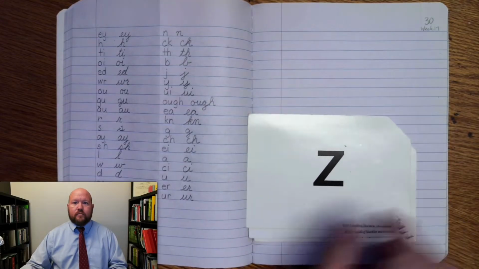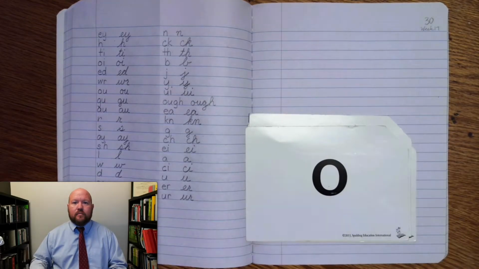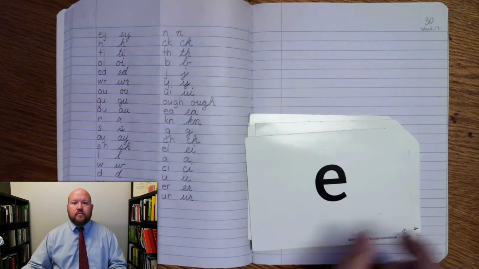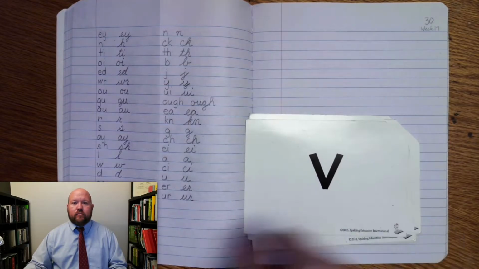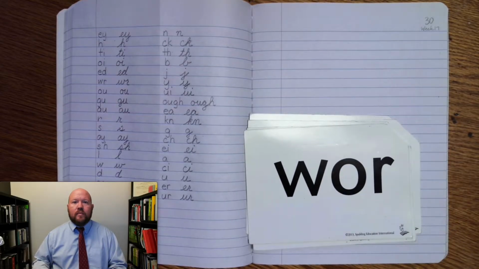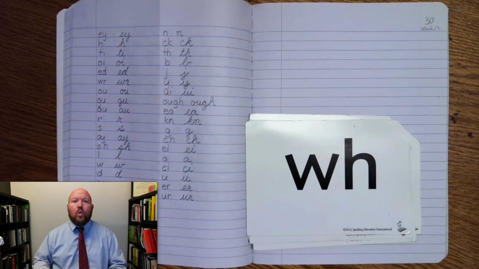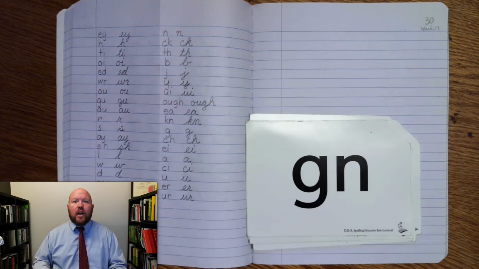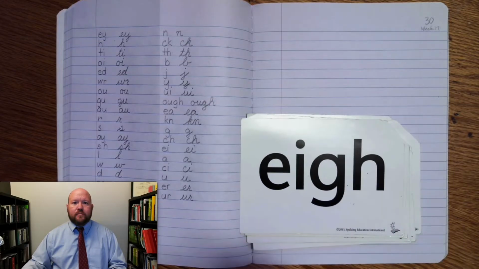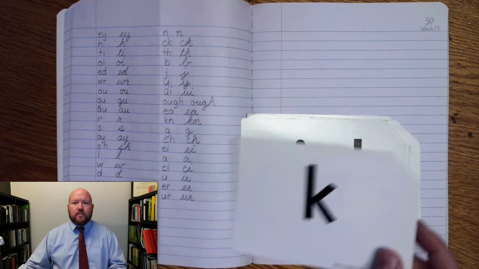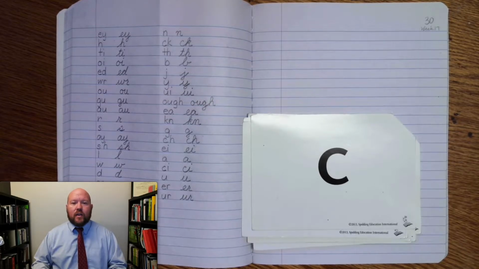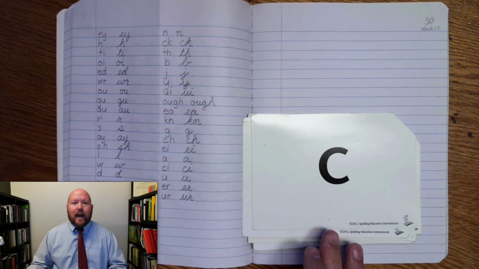Oi. Z. A, o, u. A. E, e. V. P. Were. Mm, two letters. Ow, o. A, four letters. K. K, s. When may it say s? When followed by an E, I, or Y.